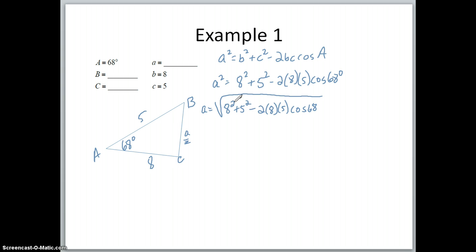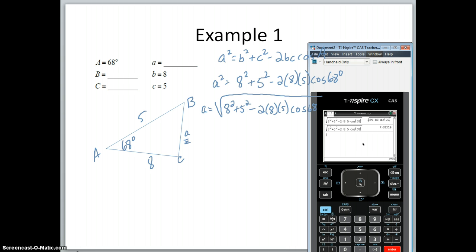And then I'm going to go to my calculator and enter this into my calculator. So using my TI Inspire, I can actually put in the entire thing just as it says here. So square root, and I could throw it in there, and I'll get 7.68. All right.